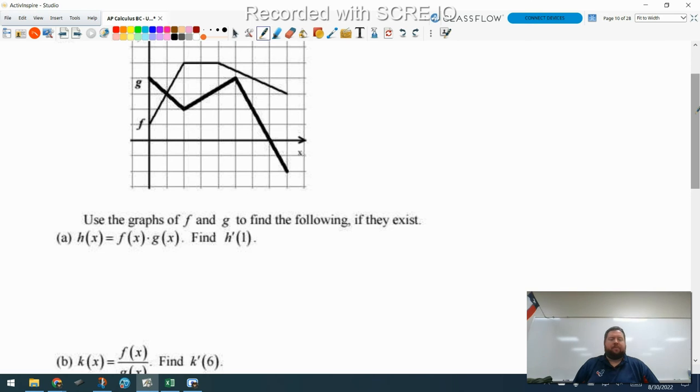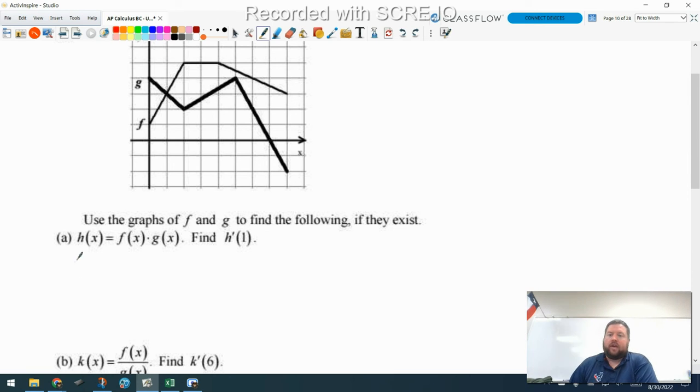So these are very popular AP exam style questions because they really force you to use the rules, the product rule, the quotient rule, the chain rule. Whereas if they give you actual functions where they tell you what they're equal to, you could find ways to get around doing the actual rules, especially if you're on a calculator part of the test.